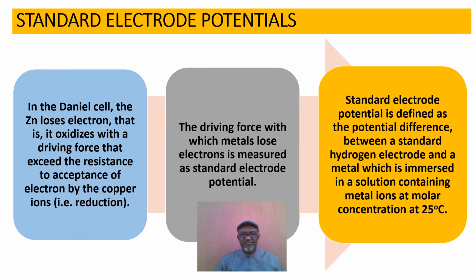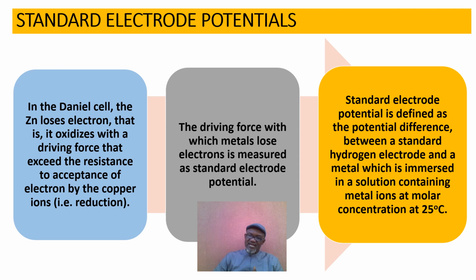Now, in the Daniell cell, remember, the zinc loses electrons, that is, it oxidizes with a driving force that exceeds the resistance to acceptance of electrons by the copper ions. The copper is reduced. So copper undergoes reduction, zinc undergoes oxidation. The driving force with which metals lose electrons is measured as standard electrode potentials. Standard electrode potential is defined as the potential difference between a standard hydrogen electrode and a metal immersed in a solution containing metal ions at molar concentration at 25 degrees C.